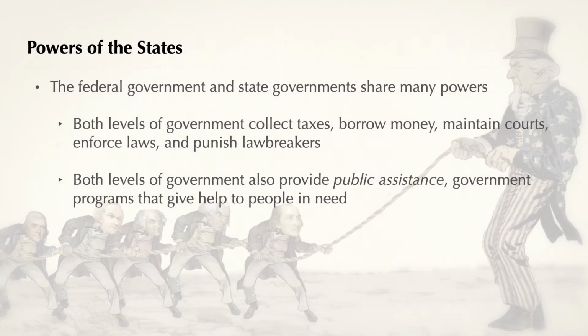The national government and state governments also share many powers. They both collect taxes, borrow money, set up courts, enforce laws, and punish lawbreakers. Both levels of government may also provide public assistance, government programs that give help to people in need. Often called welfare, this help can include money for people below a certain income level, food for the hungry, and services such as health care.